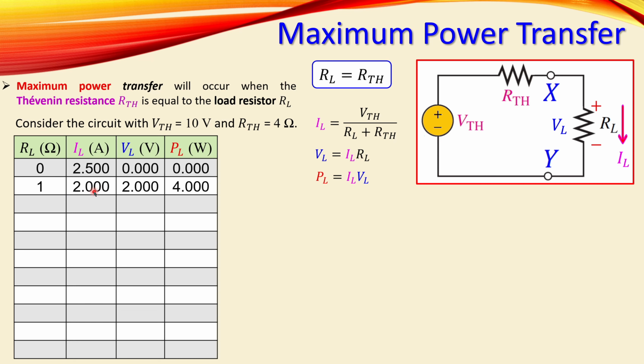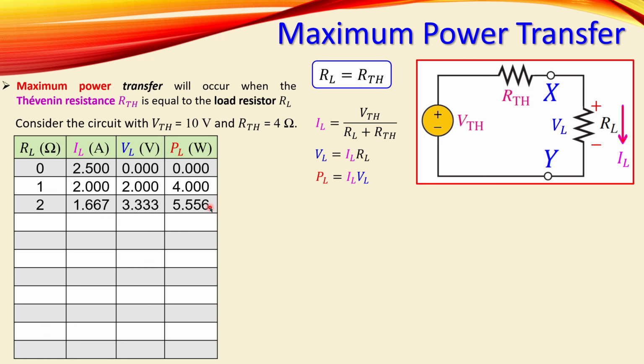You can see that the current is decreasing. That is logical, because then this value in the denominator will increase. And your voltage drop will now increase, and the power transfer will also increase. So you go from 0 to 4 watts. Now, if I increase it again, for example to 2, you can see the current is decreasing again. That is logical. And also the voltage is increasing.